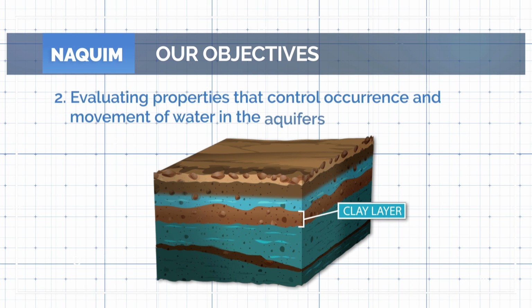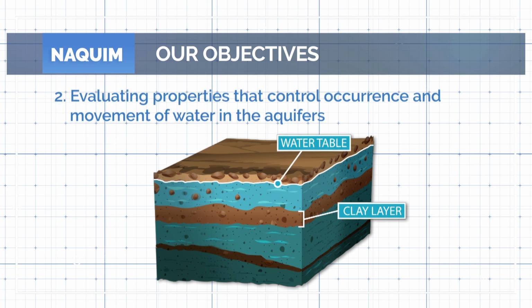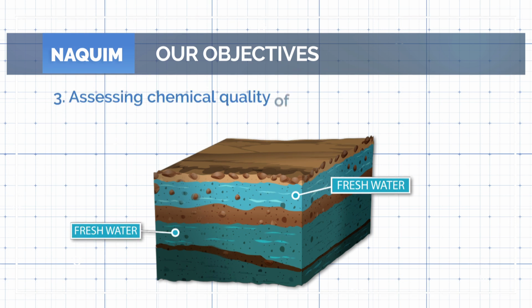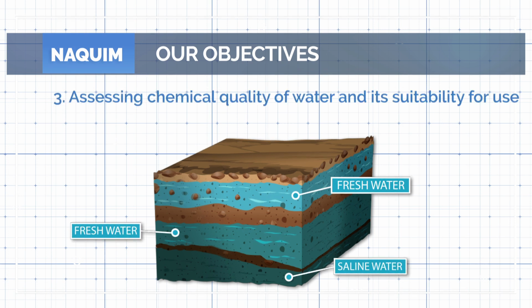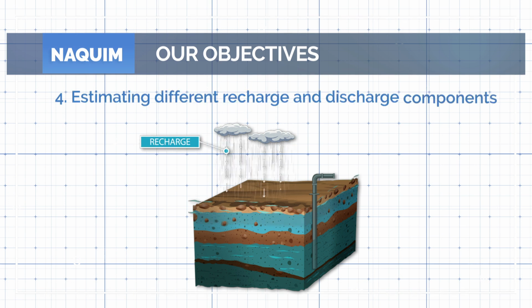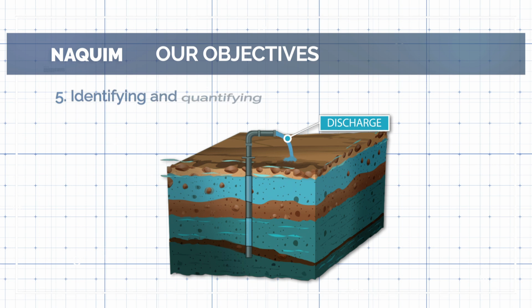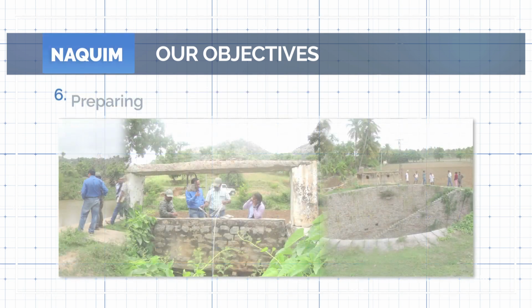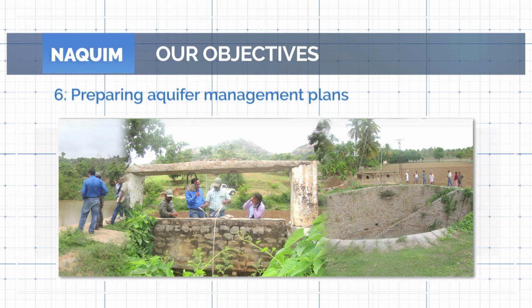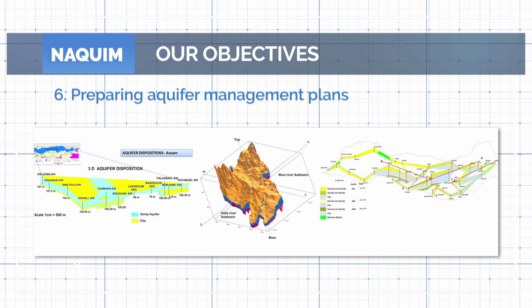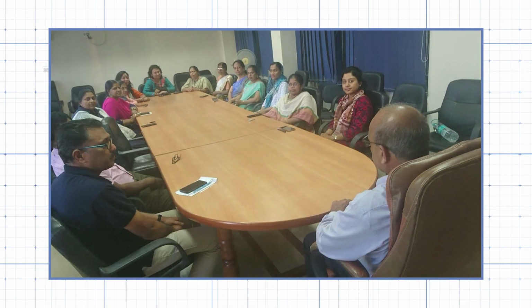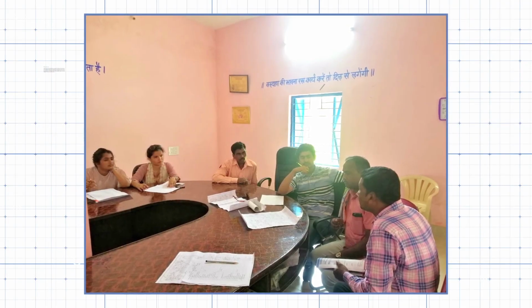2. Evaluating properties that control occurrence and movement of water in the aquifers. 3. Assessing chemical quality of water and its suitability for use. 4. Estimating different recharge and discharge components. 5. Identifying and quantifying the issues. And 6. Preparing aquifer management plans. The management plans thus prepared are shared with the state governments and the stakeholders at the grassroots level.